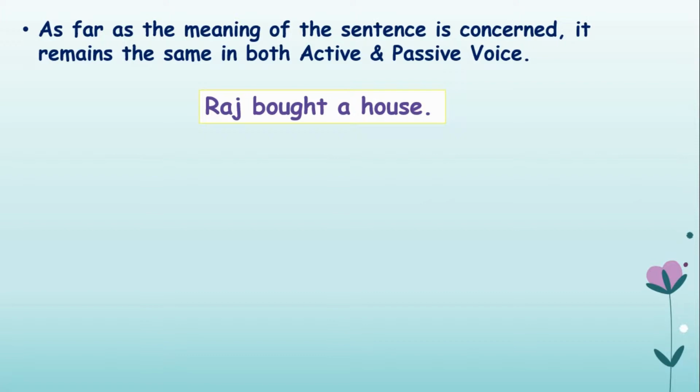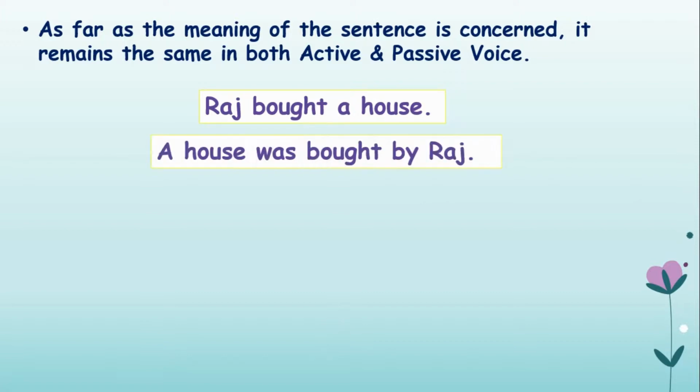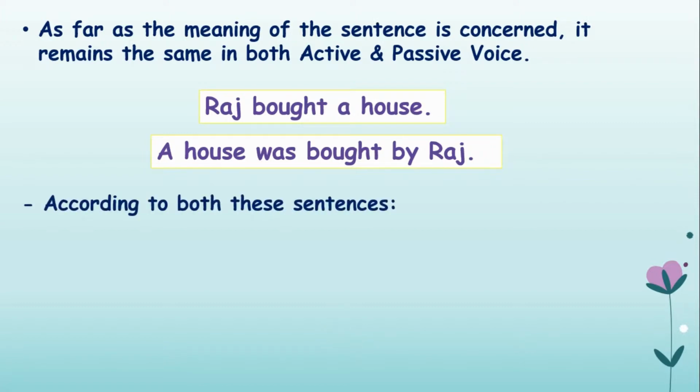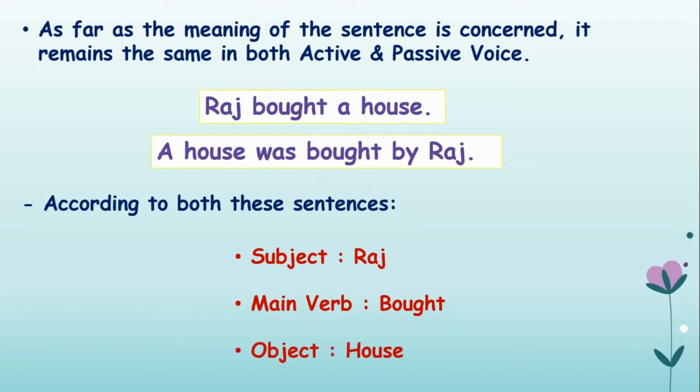Look at this sentence. Raj bought a house. Next one. A house was bought by Raj. Is there any difference in the meaning of both these sentences? No. It is one and the same. According to both these sentences, the subject is Raj. Who bought a house? Raj. And the main verb is bought. What did he do? He bought. Object is a house. What did he buy? A house. So meaning remains the same in both active and passive voice.